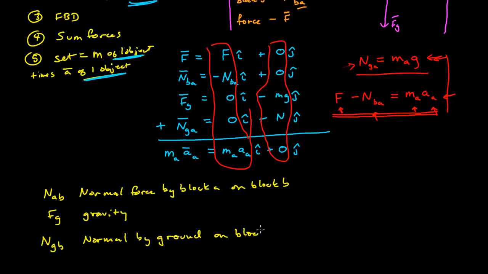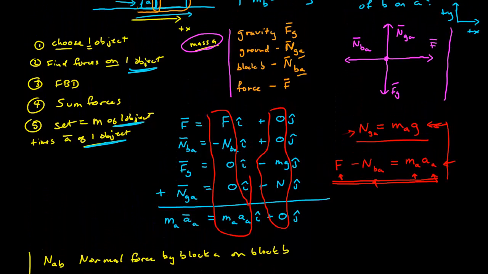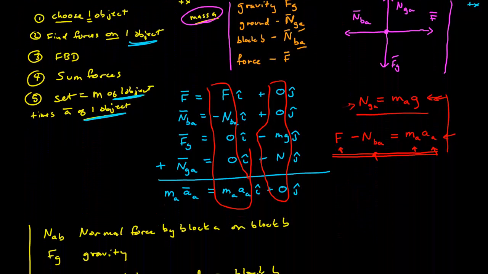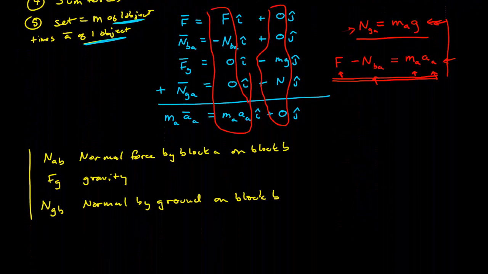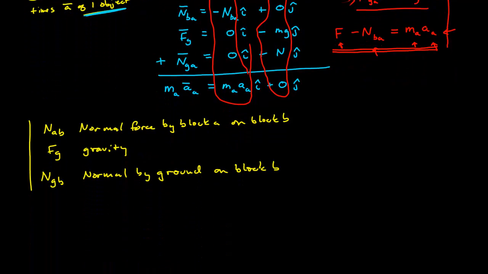So probably the most important thing to realize about this stage is what force is not here. The force that's not acting on B is this force. That force is only in contact with A. There's some object associated with that force in contact with A, and it's not touching B, so that force does not act on B. All right, so now we have our forces. Let's do a free body diagram.